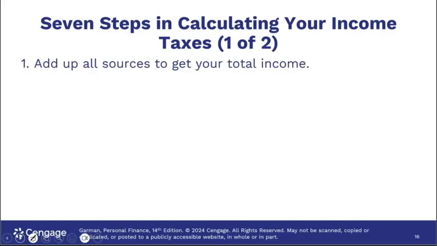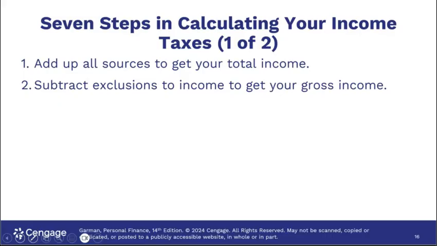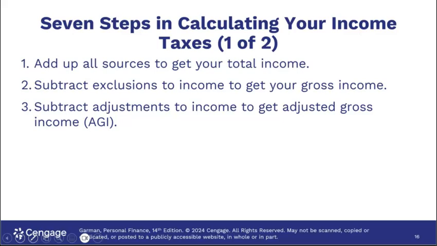So the first step in calculating your income: add up your sources of income to get your total income. Subtract your exclusions to get your gross income. Subtract adjustments to get your adjusted gross income. It's also referred to as AGI.